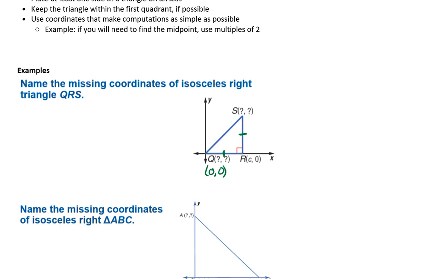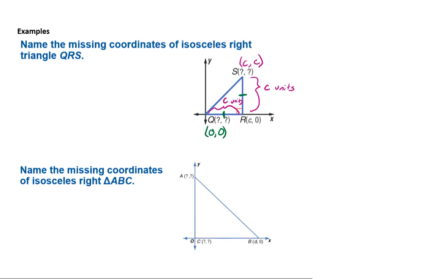And what's nice about this is it means that this distance from Q to R, because I'm traveling along a horizontal axis, is C units long. Well, that means because segment SR is congruent to that, this also must be C units tall. So if I'm moving up, my x coordinate doesn't change, but my y coordinate, I need to go up C units from 0. So this will also be C. And there are my missing coordinates.